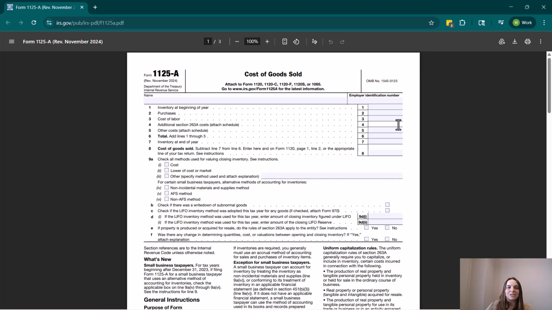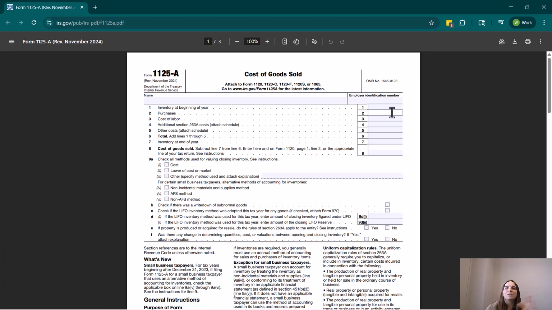Okay, so additional section 263A costs. I'm going to skip over this. It's not going to apply to a lot of you. And then other costs. So this is where you go in and you list those other costs. There could potentially be other costs that some of you may have. For example, maybe you're not purchasing parts specifically.